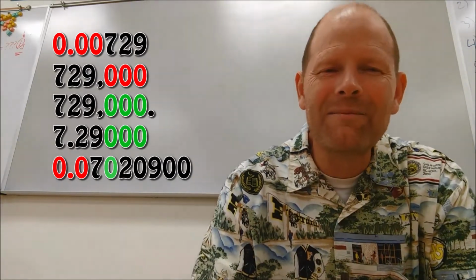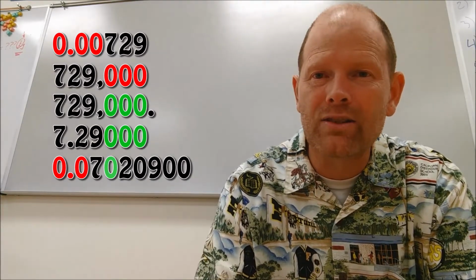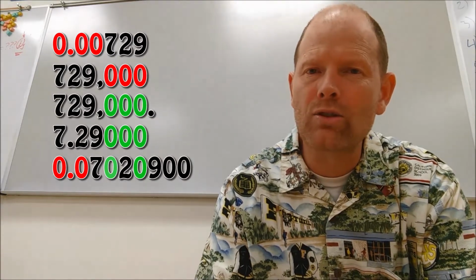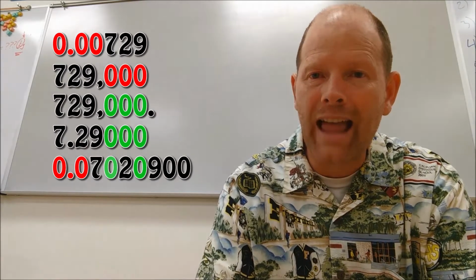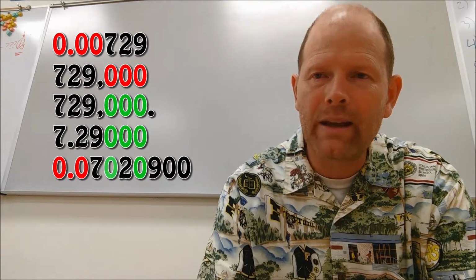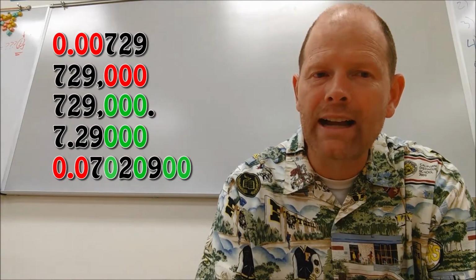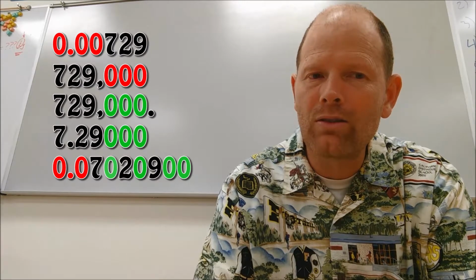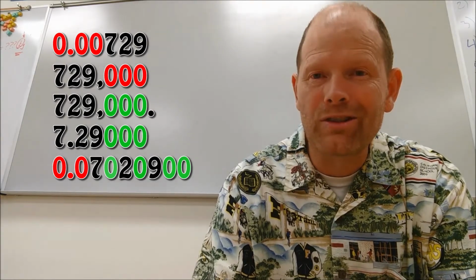Pow! Then we have a 0 in between the 2 and the 9. Once again, it's in between non-zero digits, so it is significant. And finally, we have the zeros to the right of the 9, the last non-zero digit. And so those digits to the right of the 9 are only significant if there is a decimal. And we can see there is a decimal, and therefore they are significant. This number has 7 significant digits: the 7, the 0, the 2, the 0, the 9, the 0, and the 0. The first 2 zeros are not significant.